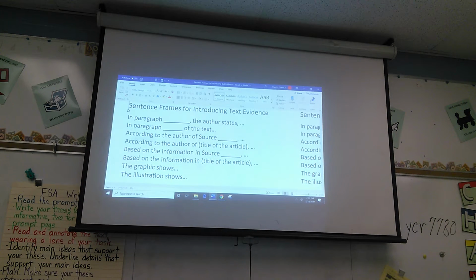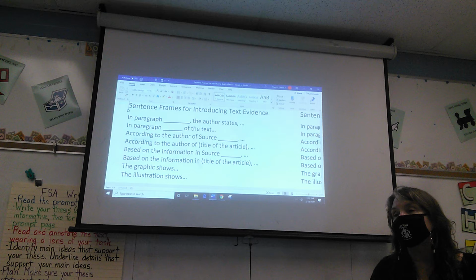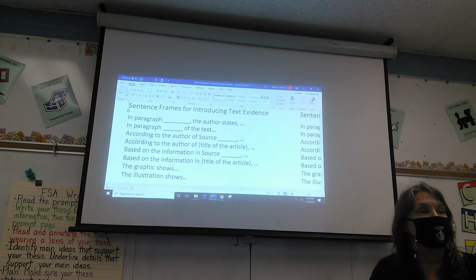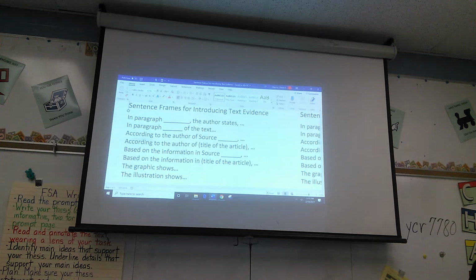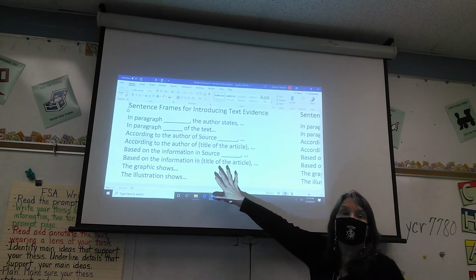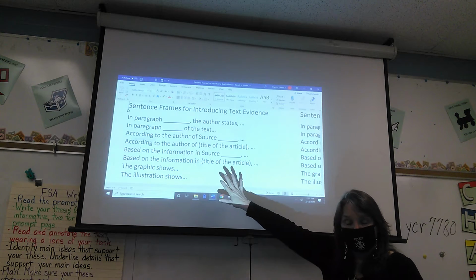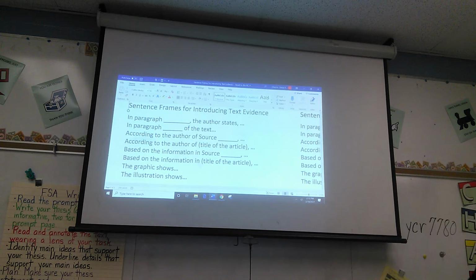Now, these sentence frames are available in your notebook for you to use at any time. Obviously, you can't use them during the FSA, but like I always tell you, if you use the charts that you have often enough, you're going to be able to see them in your head even when they're not physically there. You will remember what they say. Okay, so just to review what a couple of these are, and I'm glad to see that those of you who still haven't found it are already starting to write it in your notebook.